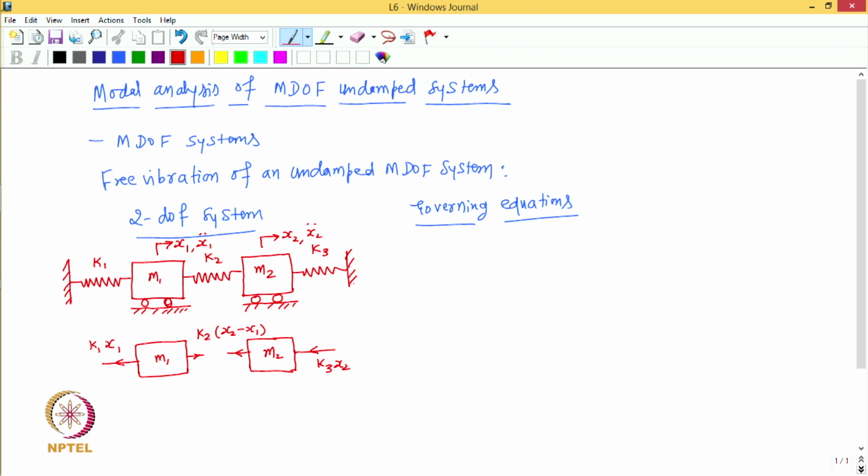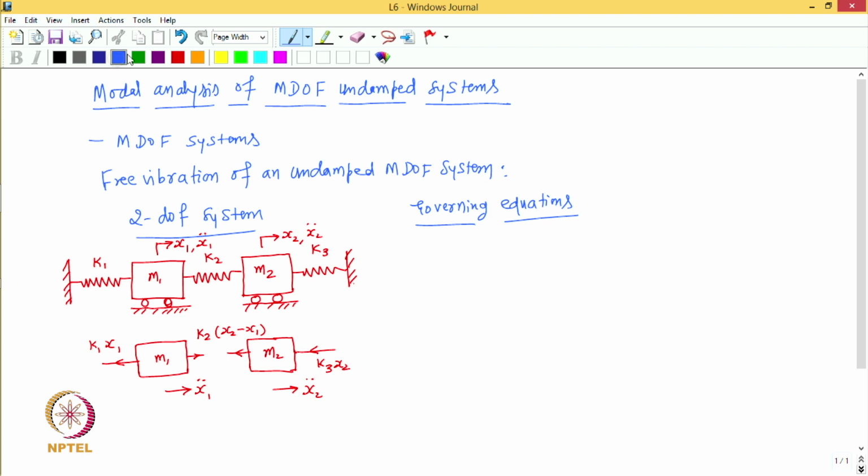Here we can assume that if x2 is more than x1, then the spring k2 will be under tension, and hence it would try to pull the masses m1 and m2 together, and that is how we have obtained the direction of the forces due to spring k2. And then of course, we have mass m1 accelerating with x1 double dot in this direction and mass m2 accelerating with x2 double dot in this direction.